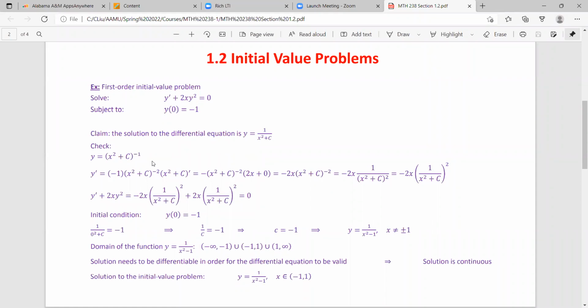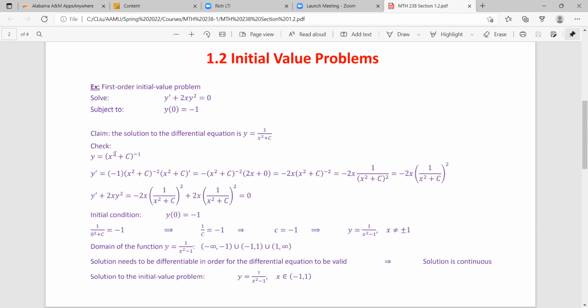In order to do that, we're going to rewrite the function in the exponential form. Okay, we got the fraction. So we can rewrite y as x squared plus c to the -1. All right. So then we can use the power rule to find the derivative of this function. So y prime will be -1, so you bring down the exponent, put in front, times x squared plus c to the -2. So you subtract 1 from the exponent, you get -2.